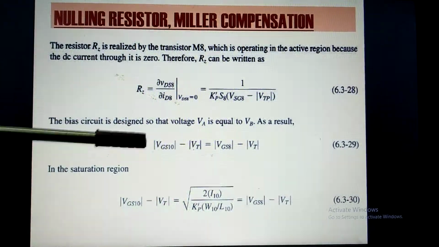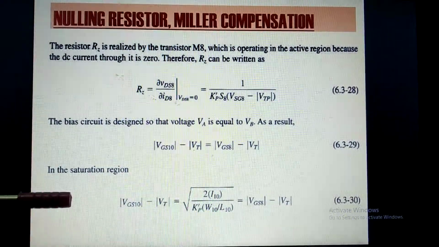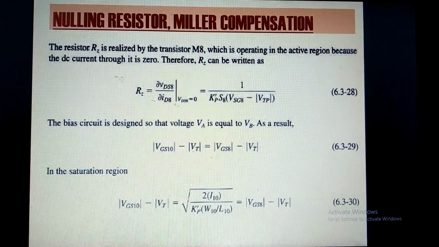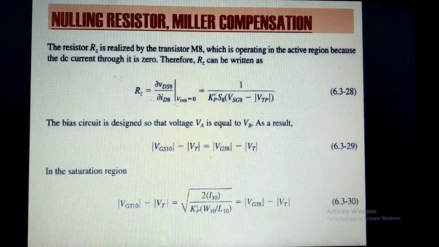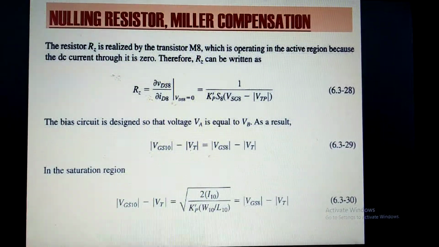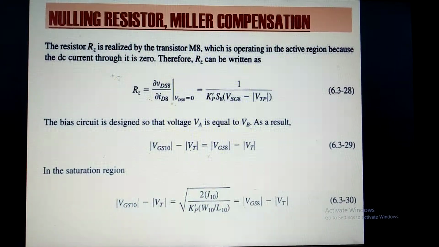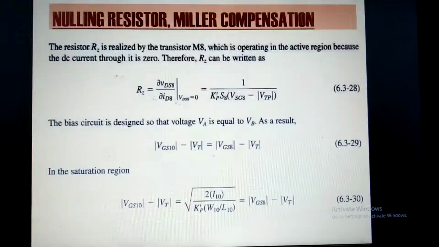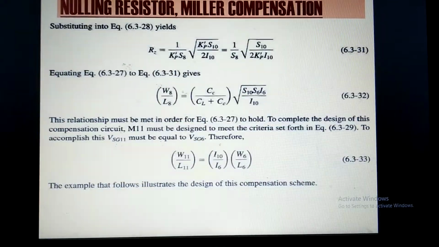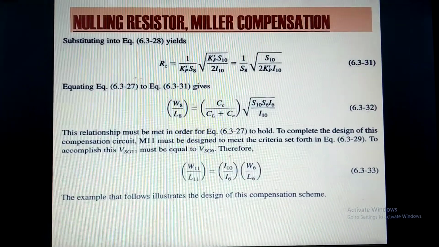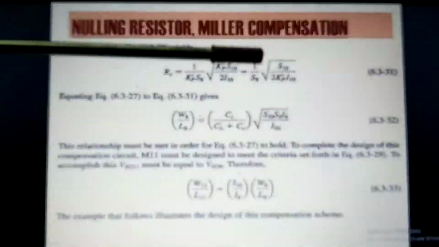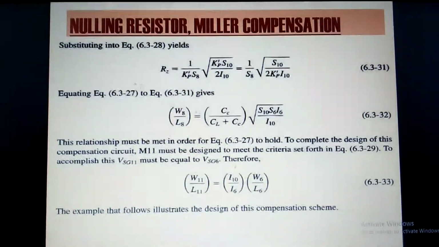And in the saturation region, this equation becomes this equation. That means VGS minus VT is equal to VGS minus VT, here for the M10 transistor and here for the M8 transistor. So substituting these into equation 28, we get that the nulling resistor value is equal to 1 by S8 into the square root of S10 by 2 K'P into I10.